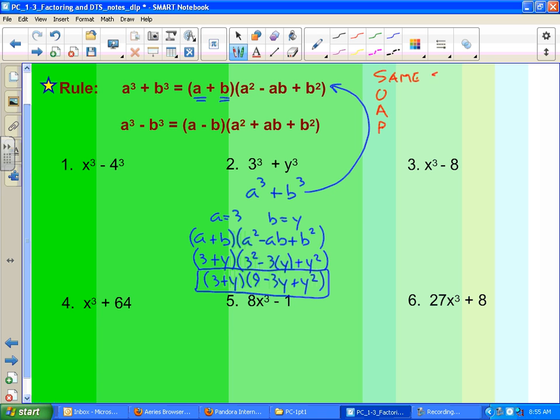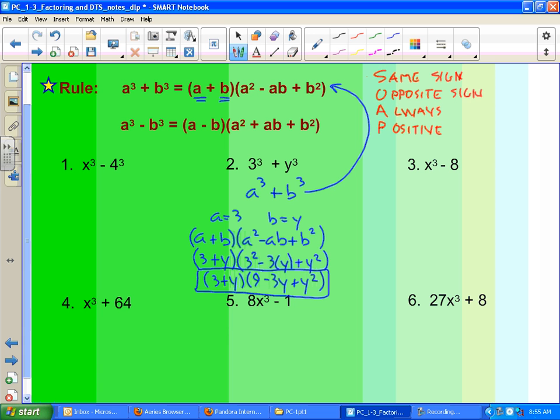The S means same sign. The O is opposite sign. And then always positive. Well, what does that mean?